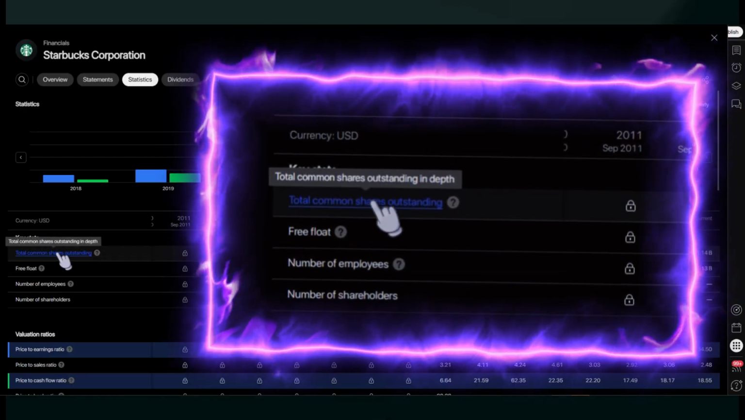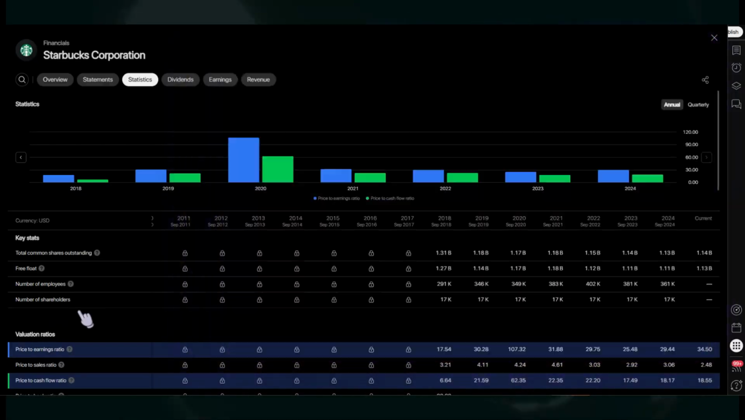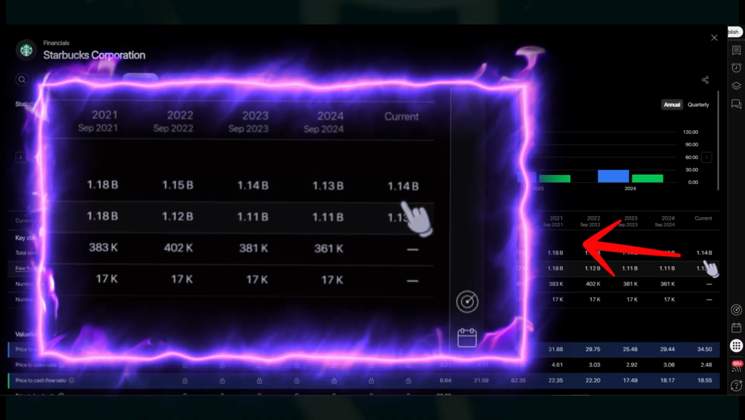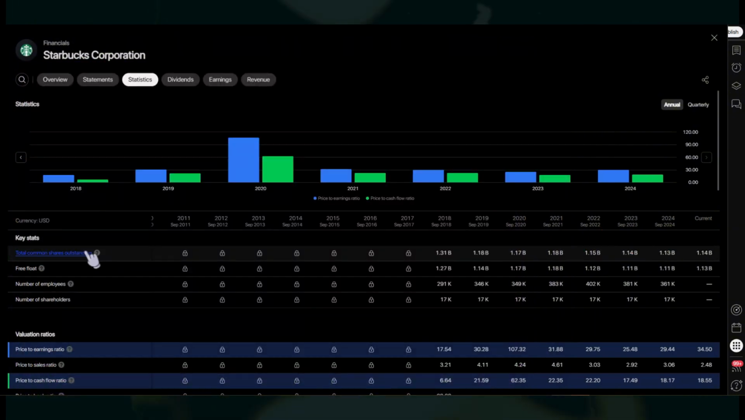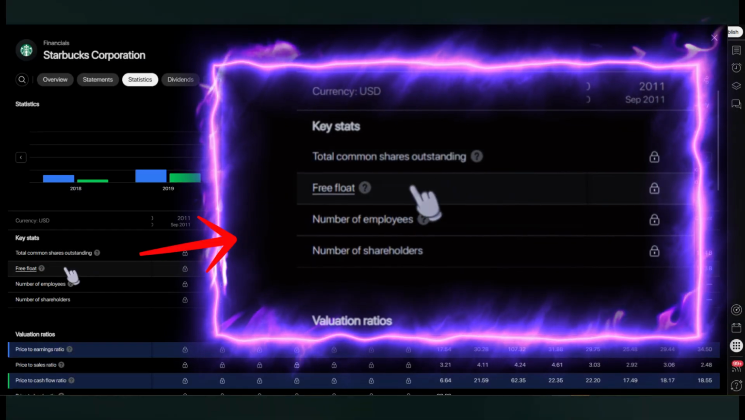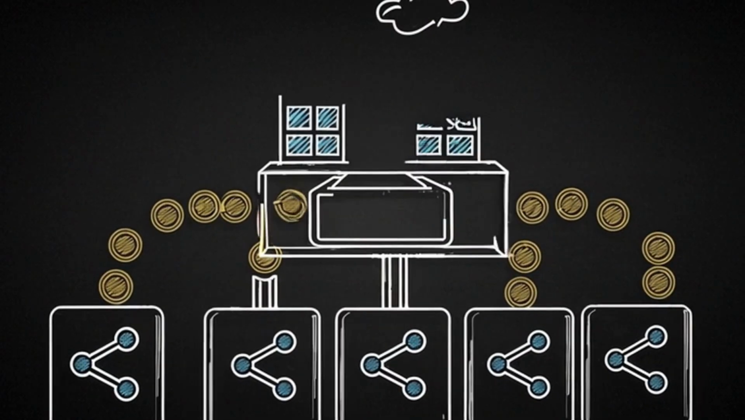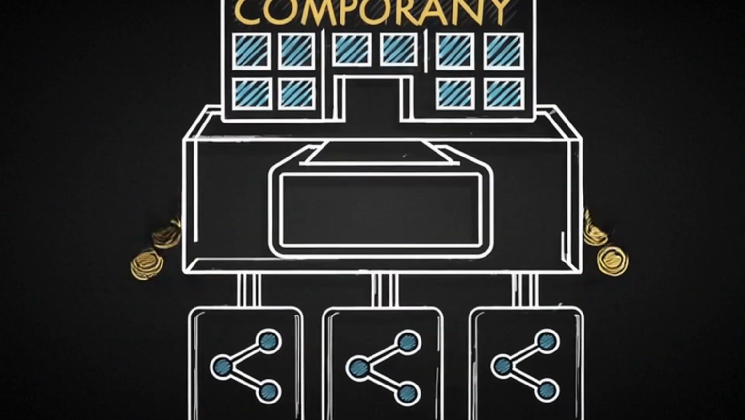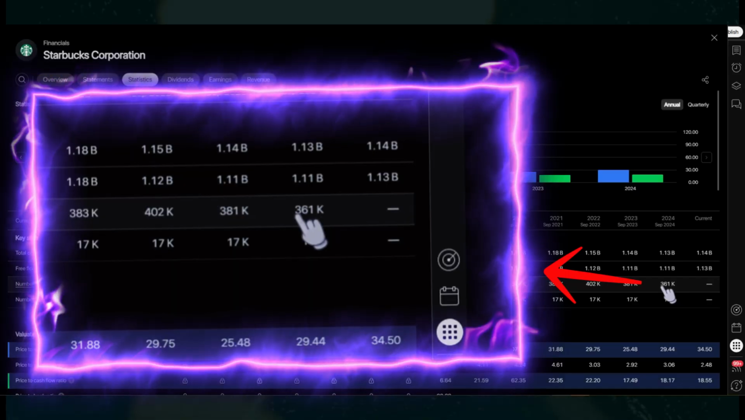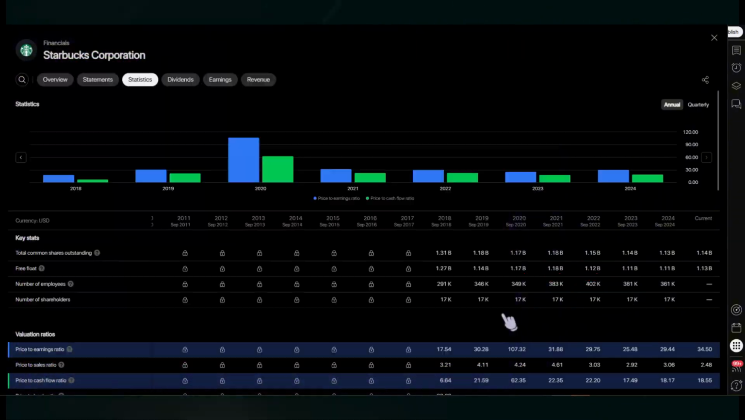You can see company shares outstanding, free float, number of employees, and number of shareholders. Right now, Starbucks has about 1.14 billion shares outstanding. That's important because those shares are what things like EPS and book value per share are based on. The free float is also 1.13 billion, which means almost all the shares are available for public trading, a good sign for liquidity. They've got 361,000 employees and 17,000 shareholders listed. Pretty massive company. This gives you a sense of scale right off the bat.